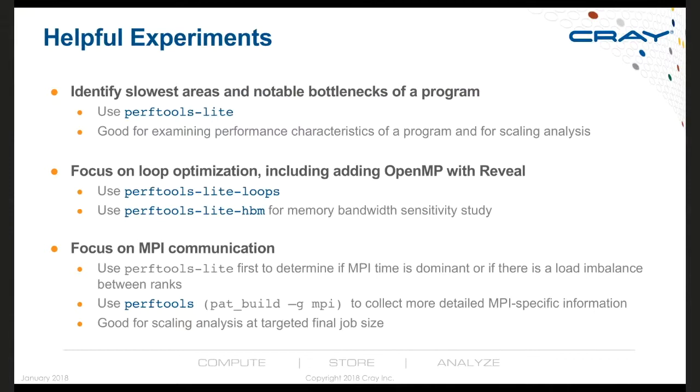Okay. So after you understand where your slowest areas are in your code, you want to make sure that communication isn't a problem. So I'm going to jump down to the third bullet here. Using Perftools-lite will tell you right off the bat, is MPI dominant? It will also tell you if there's a load imbalance between ranks. And so that, again, is your go-to first experiment. Then if you do have MPI communication issues, then you can use the Perftools experiment, that instrumentation module, and just collect MPI statistics. This will control the amount of data you're collecting, as the question earlier came up.